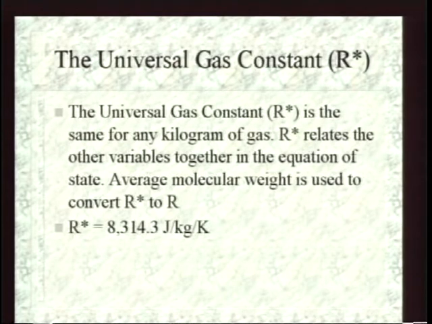Look more at that universal gas constant, R star. The universal gas constant, R star, is the same for any kilogram of a gas, assuming Avogadro's hypothesis is correct. R star relates other variables together in the equation of state. Average molecular weight is used to convert R star to R, and we'll go over how that's done. And again, R star is equal to 8,314.3 joules per kilogram per Kelvin.